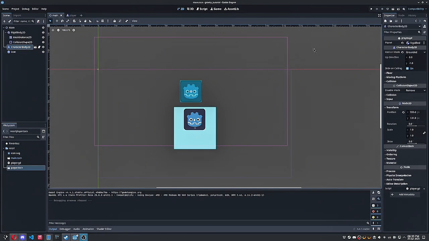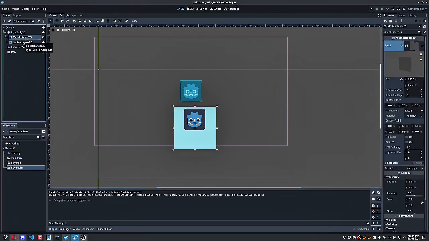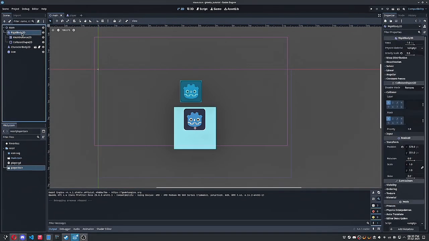Okay, so first off, let's get into the structure of the project. The project is structured into a main scene and a player scene, and not a planet scene, because I was too lazy to make one, but you can. This is the planet. It's a rigid body. You could technically just make it a mesh instance 2D, but I wanted it to be collidable.